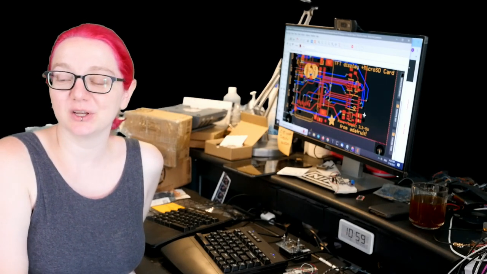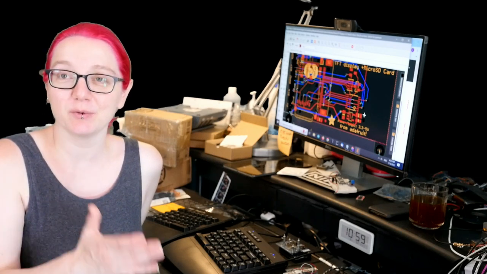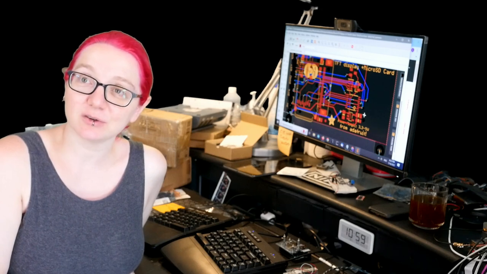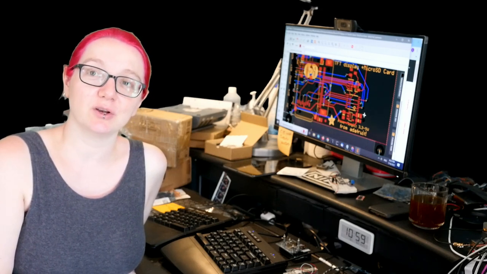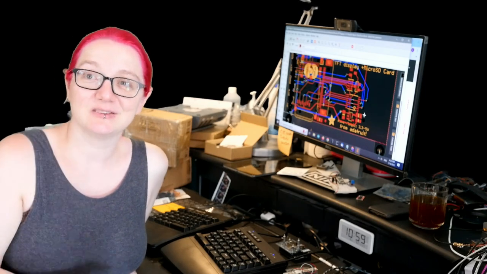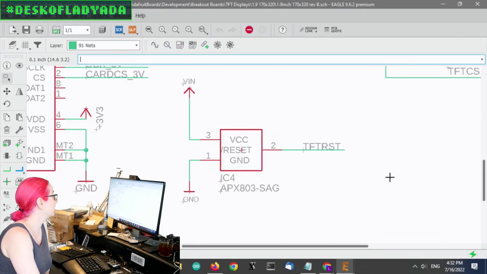So the part that we're going to be looking at today is the APX803, which is a part we've been using for, again, over a decade. It's a power on reset circuit chip, which we use to generate reset pulses as our power supplies come up from ground to, you know, 3.3 or 5 volts. So let's look at the computer. I'll show you where I use this part and how.